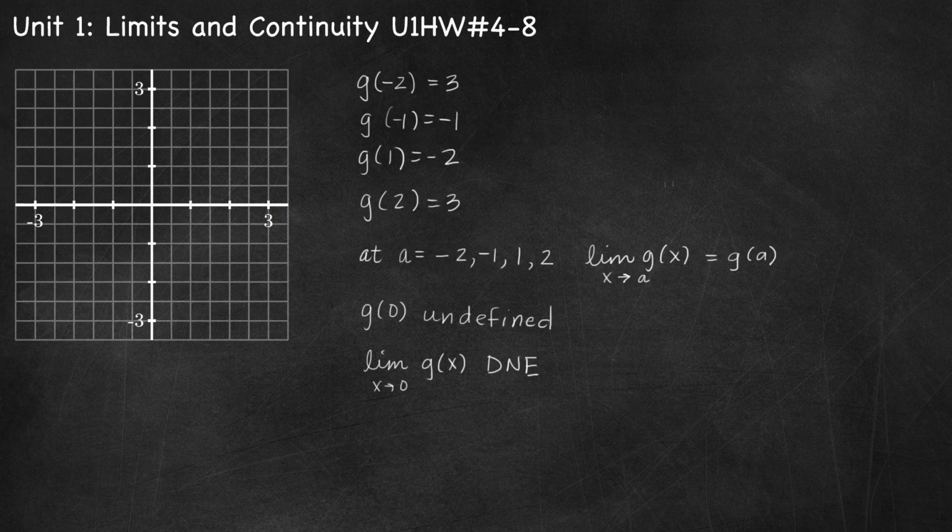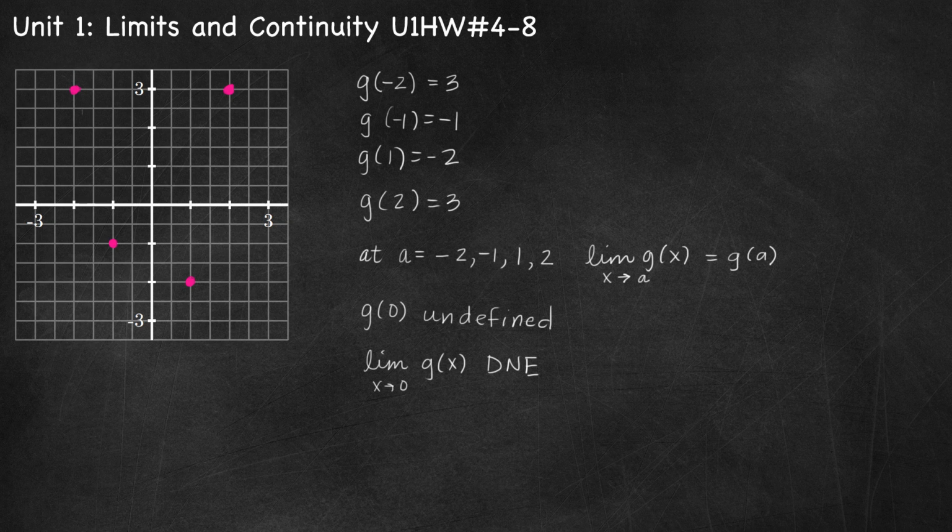And for this last problem, again, we're going to sketch the graph that satisfies all of these criteria. G of -2 equals 3, so we can plot that point. G of -1 equals -1. G of 1 equals -2. G of 2 equals 3. At x values of -2, -1, 1, and 2, the limit as we approach each of those values for the function g is equal to just the y-coordinate of g. So the limit exists at each of those points that we plotted. The limit exists, so we have to pass through those points from both directions.